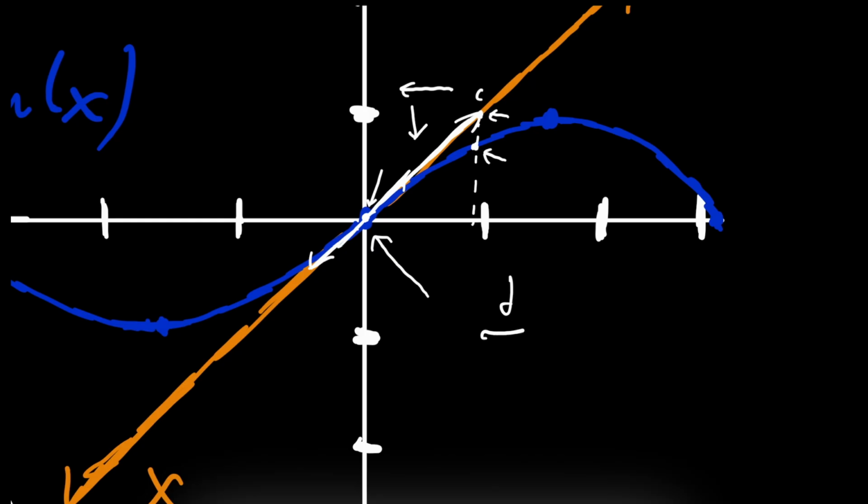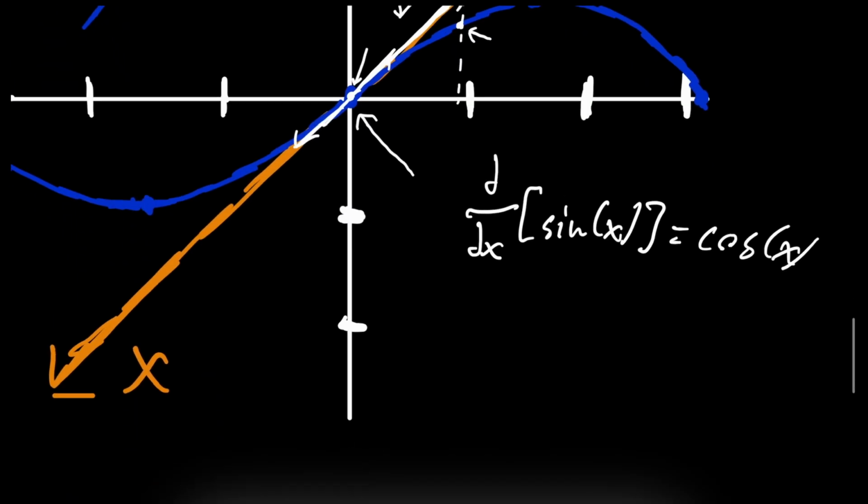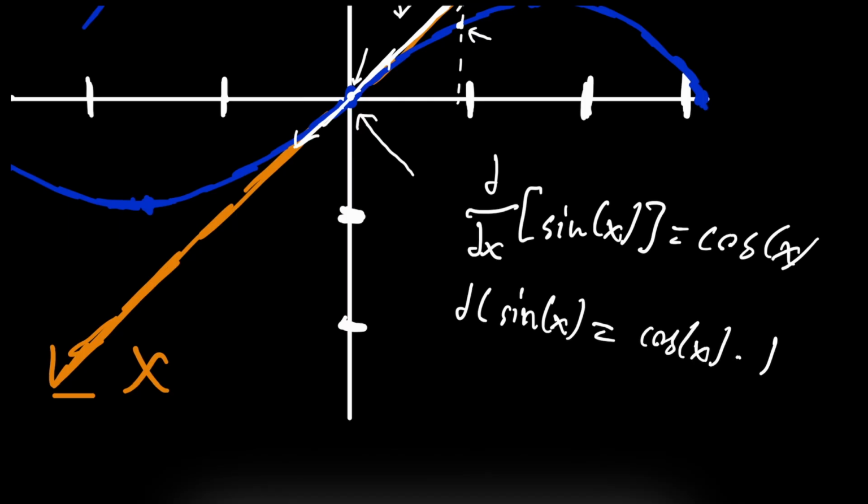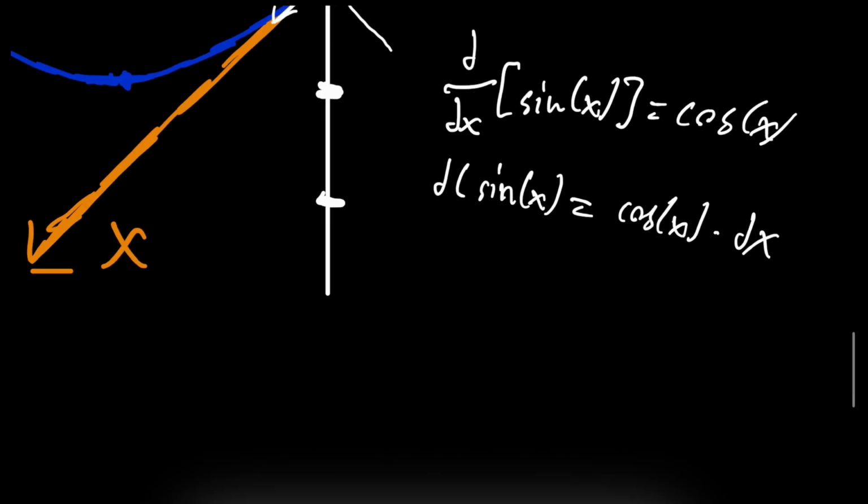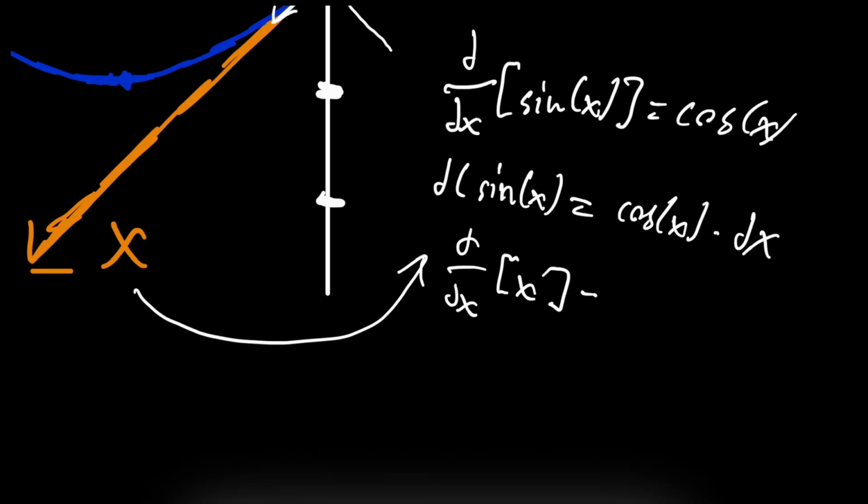we know that the derivative of sine of x is equal to cosine of x, right? So some d sine of x, the change in height, would be cosine of x times dx, similar to the derivative of x: d dx of x will give us 1.